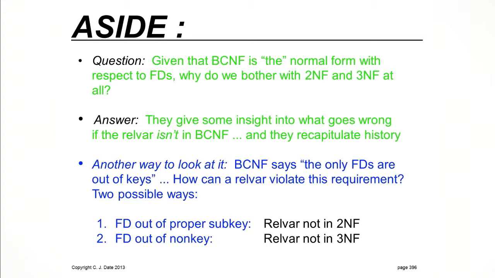See, another way to look at it is this. BCNF says the only FDs are out of keys, loosely speaking. How can a relvar violate that requirement? There are basically two ways. You can have an FD out of a proper subkey, or you can have an FD out of a non-key. If it's out of a proper subkey, it means you're not in second normal form, and if it's out of a non-key, you're not in third normal form. So second normal form and third normal form give you some idea as to what can go wrong if you don't go for BCNF. So that's one useful thing.